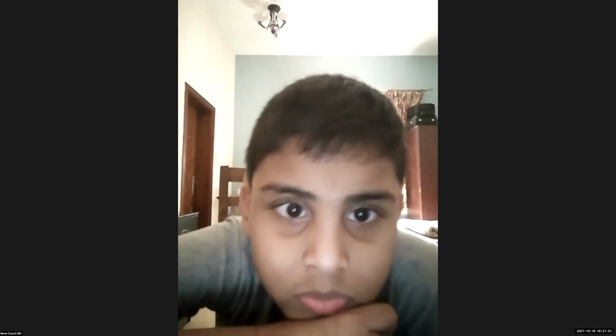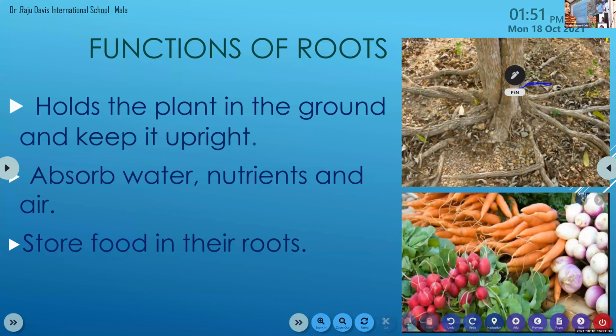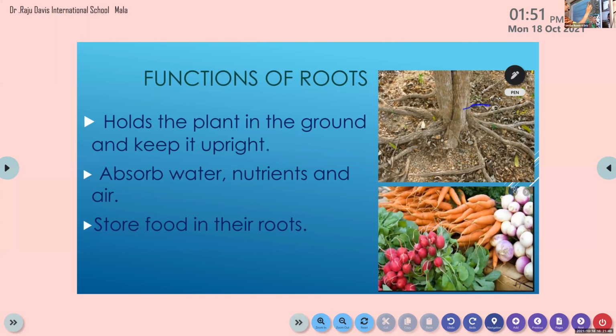So next, we can see the functions of roots. What are the duties of a root? What are the functions of a root? First of all, we all know roots. Can you see in this first picture? There is a tree trunk.